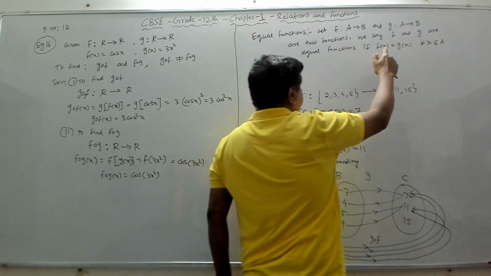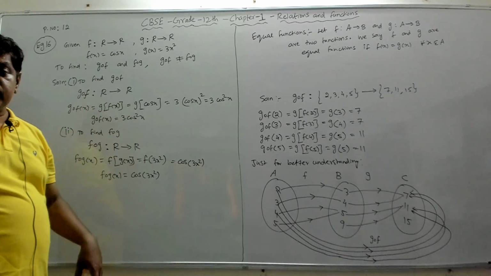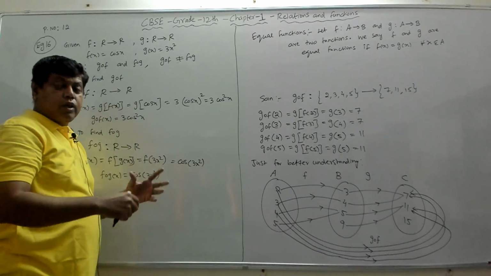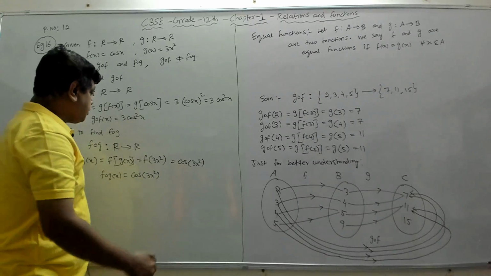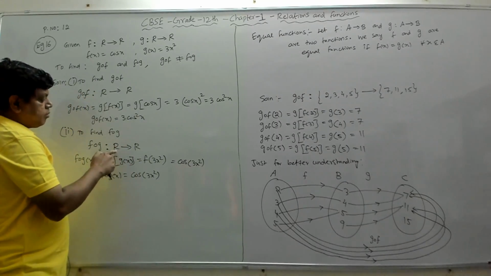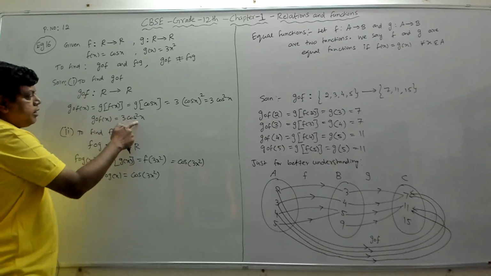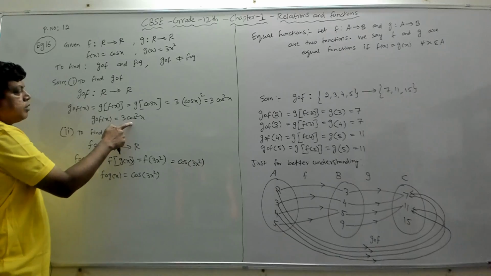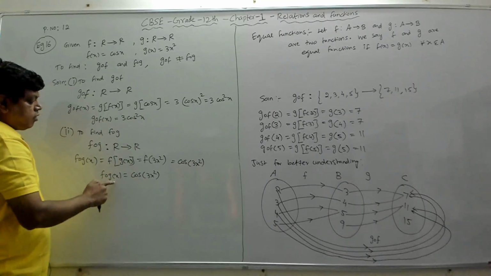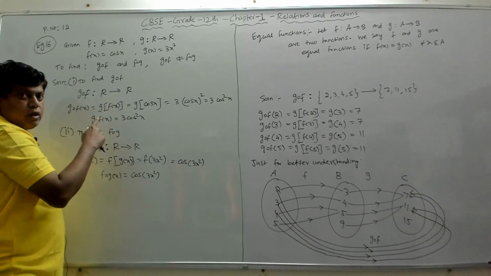Does f of x equal g of x? Are they equal? That we have to check. That should be equal for every x. Which means for any element I take from this R, which is the same as this R, because both are from R to R, any x that I take from R, my g of f of x and f of g of x are equal for every x coming from this, then we say equal.